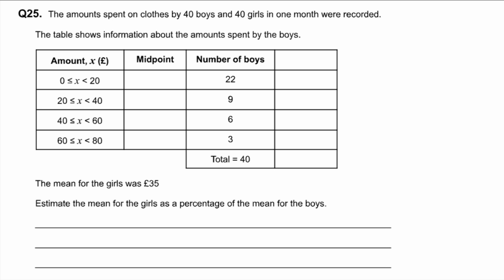Halfway between 0 and 20, that's 10. Halfway between 20 and 40, that's 30. Halfway between 40 and 60, that's 50. Halfway between 60 and 80, that is 70. So we're going to multiply those.